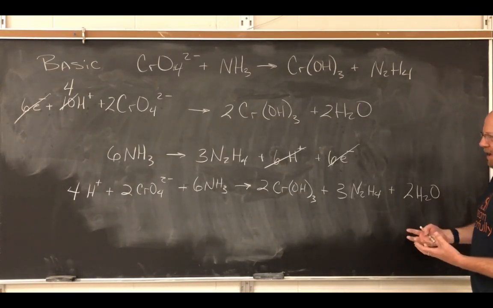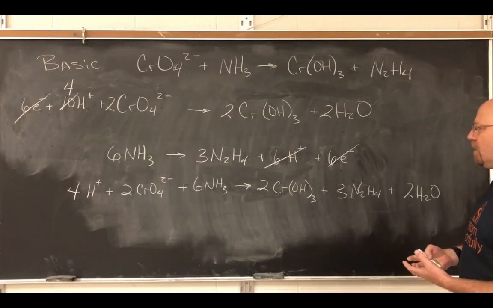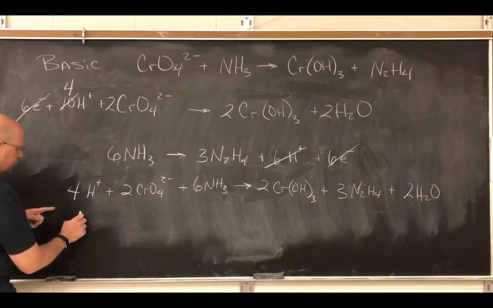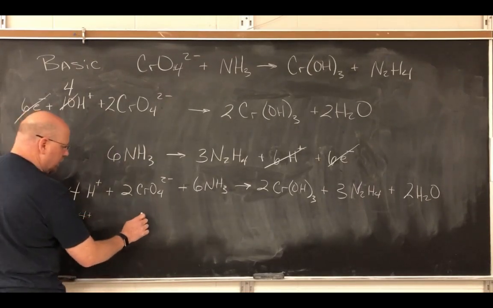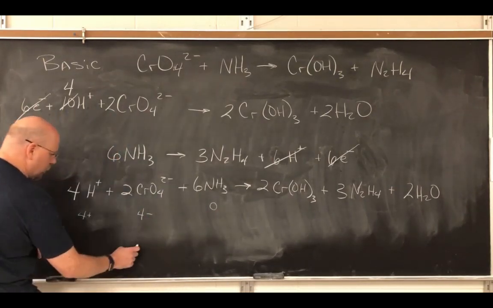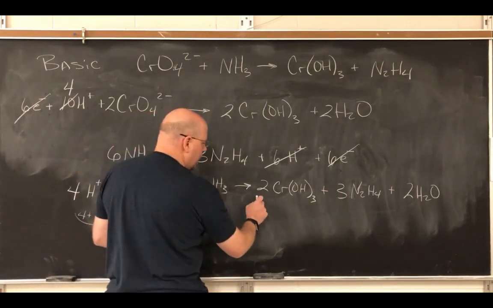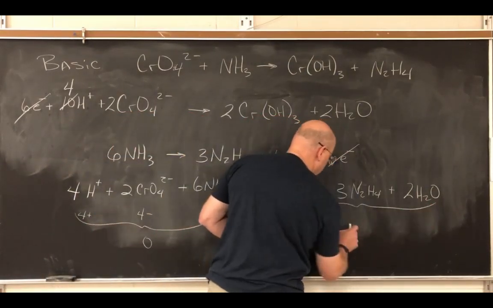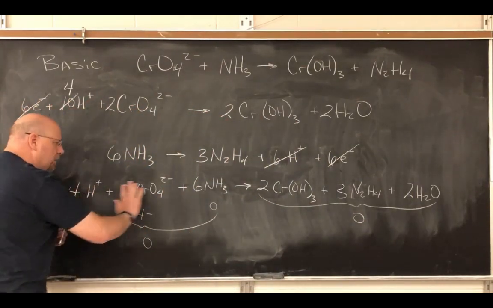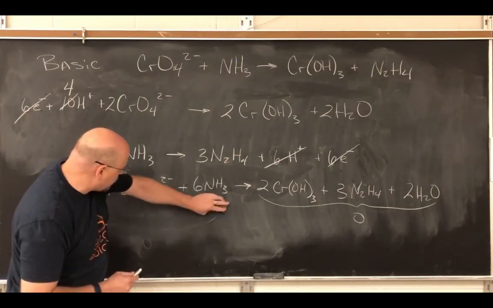Let's do our check to make sure that everything is good. We see that we have a 4+ and a 4- and a 0 for a total of 0. And over here we have a total of 0. Nothing has a charge over there. So our charge is balanced.